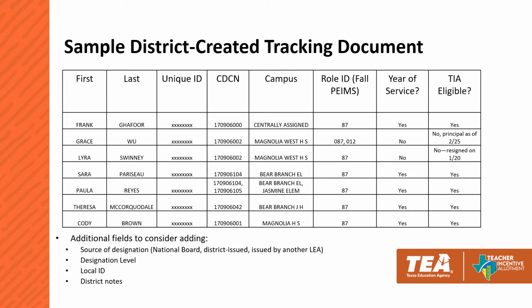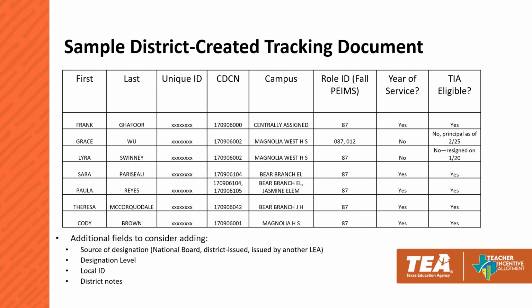Some additional fields to consider adding in your local tracker are the source of the designation. So are they a national board teacher? Was the designation district issued, or was it issued by another district? You may also include the level of designation, a local identifier, and any district notes.